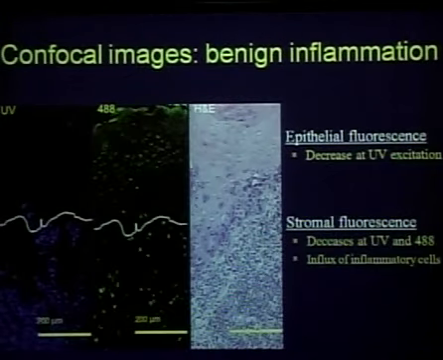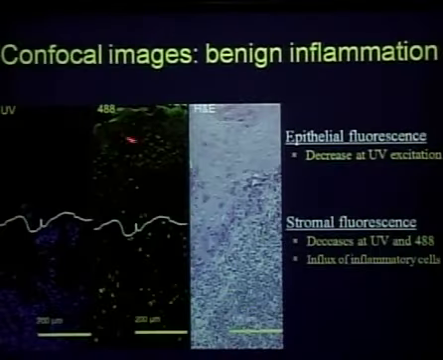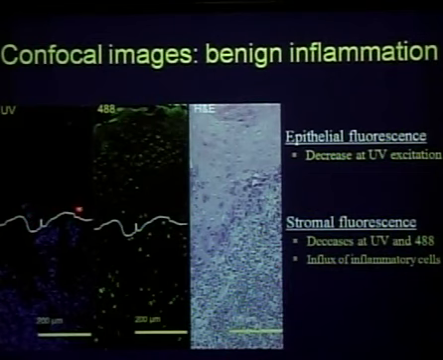So now, as we begin to look at abnormalities, this is looking at benign inflammation. So this can sometimes give rise to false positives, but it's not of clinical concern. What we find with benign inflammation is that there's a big loss of UV fluorescence in the epithelium, as well as a loss of fluorescence in the subepithelial stroma. And you see that the fluorescence in the stroma is also lost at 488 nanometer excitation. And you begin to see some punctate spots of fluorescence here, which we believe are associated with inflammatory cells that are infiltrating in the stroma.